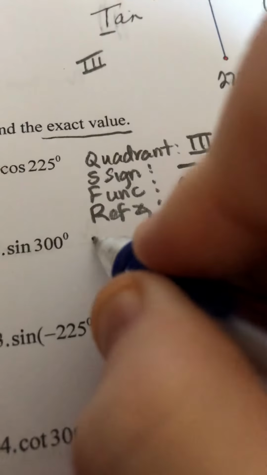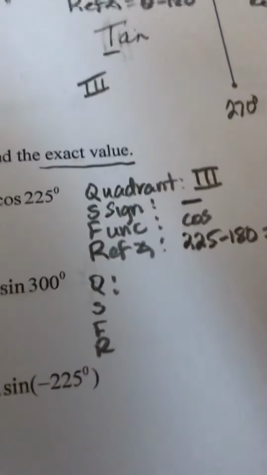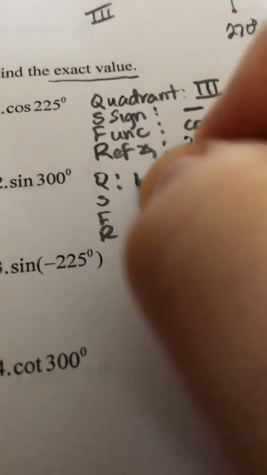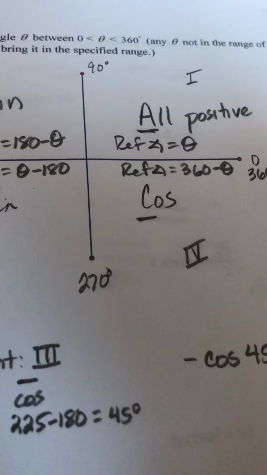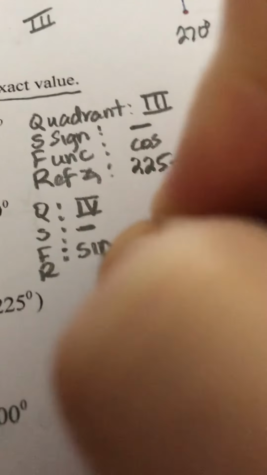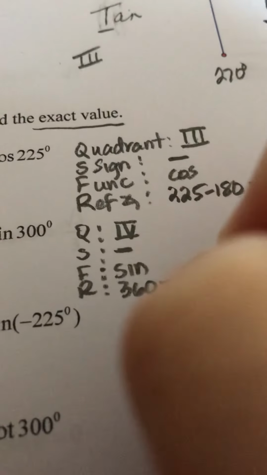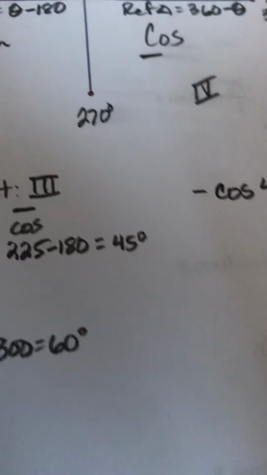Sine of 300. QSFR. Q is what quadrant? Well, 300 is between 270 and 360, so we're in quadrant 4. In quadrant 4, cosine is the only one that's positive. We're working with sine, so that's going to be negative. The function is sine, and then the reference angle. Well, in quadrant 4, we do 360 minus theta. So we do 360 minus 300 gives us 60 degrees.